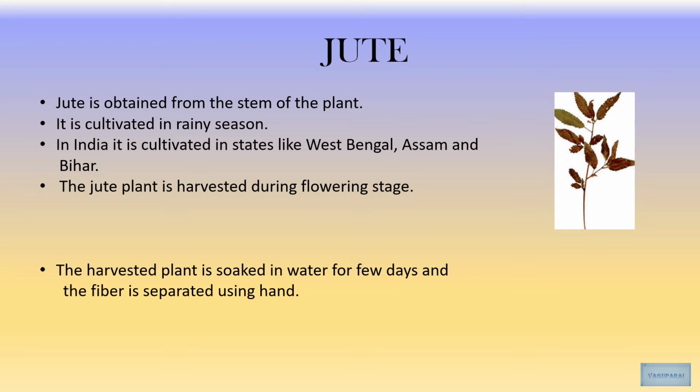Another fiber got from a plant is jute. Jute is obtained from the stem of the jute plant. It is always cultivated in rainy seasons. Some of the places in India where it is cultivated are West Bengal, Assam and Bihar. Now when the plant is in the flowering stage, it is harvested. It is soaked in water for a few days and using the hand, the fiber is picked up and separated.